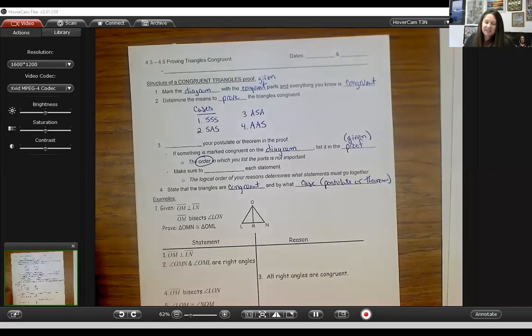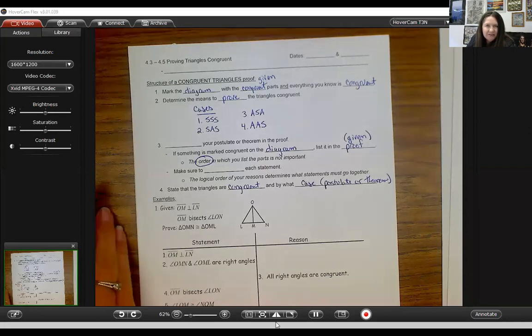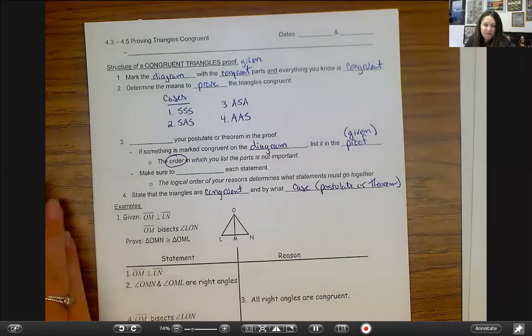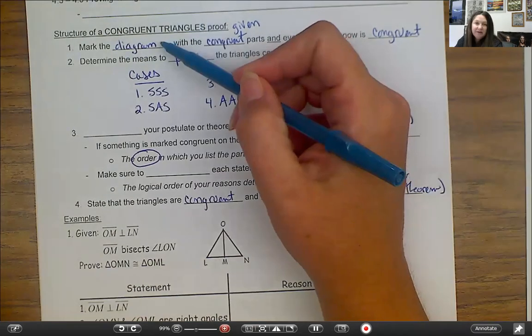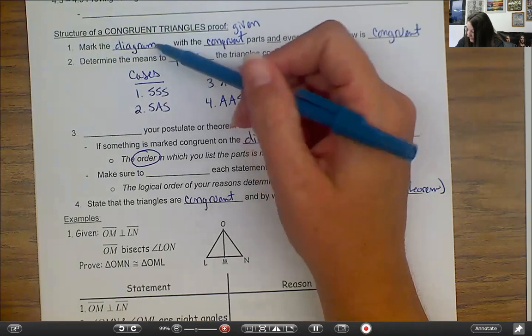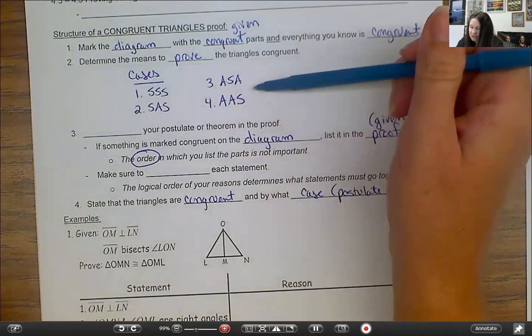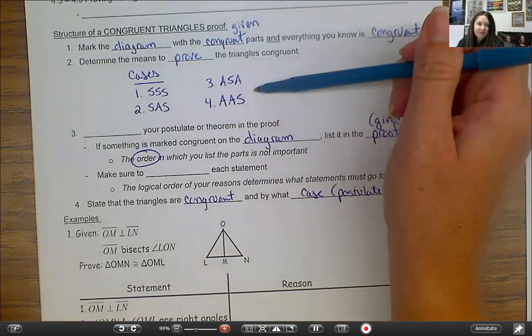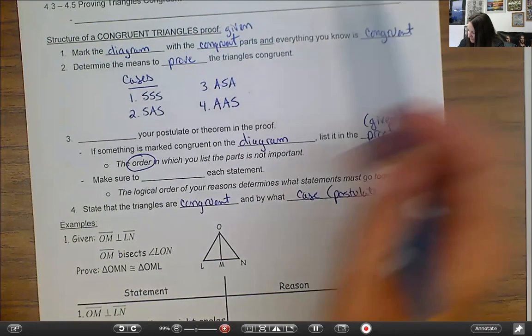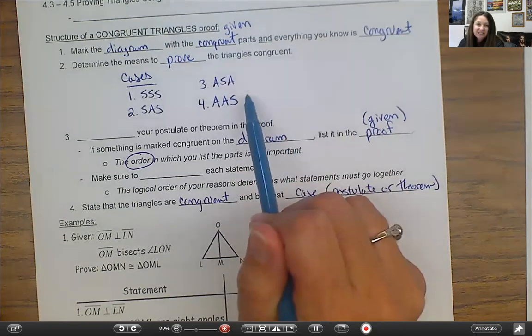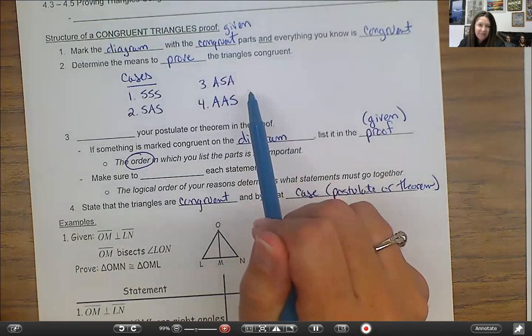Okay, let's go ahead and take a look at these notes where we're setting this up. So again, just a couple helpful hints as you begin writing these proofs out. Always start by marking up the diagram to determine what case could be used for congruency. You want to find out if there's any other pieces of information that you need to know to get to that case once you're on your diagram.